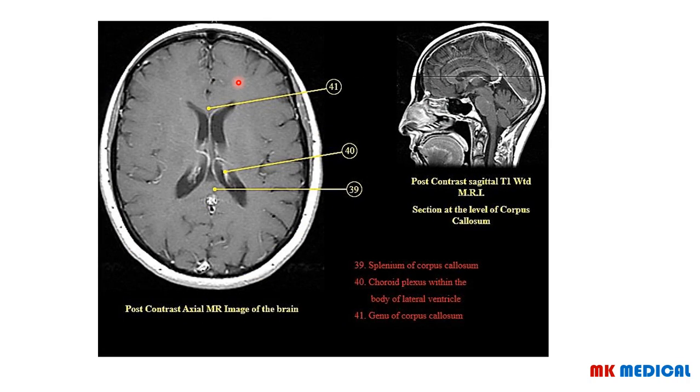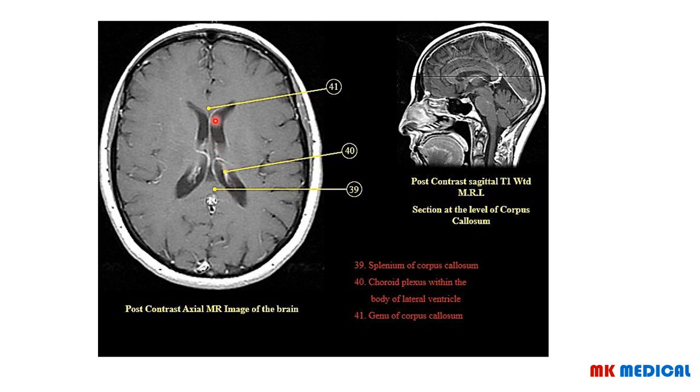Then we move now even a step further, where we're cutting now at the level of the corpus callosum, which is the tissue that connects the two different hemispheres. So we come again from posteriorly. So this is going to be the splenium of the corpus callosum. Then if we come anteriorly here to number 40, you have the choroid plexus, which is present within the lateral ventricles. So these are your lateral ventricles.